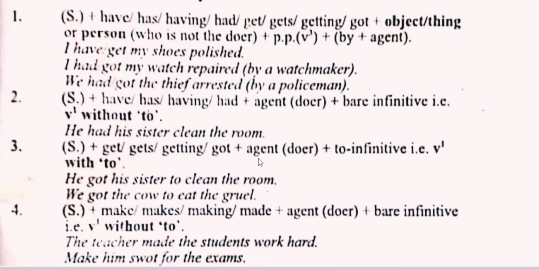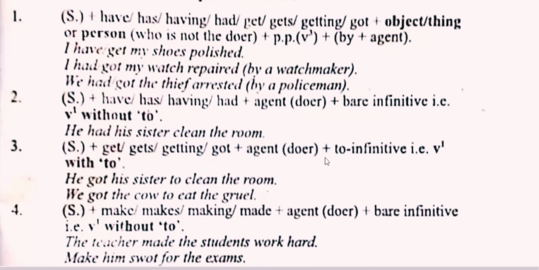But in number 3, instead of that, it is not the doer, but here is the agent, the doer of the action. We write doer. The agent should be active. The agent does something. So this is the third structure, plus 2 infinitive. See, in number 2 and 4, there is a bare infinitive without 'to', only infinitive, that is V1.